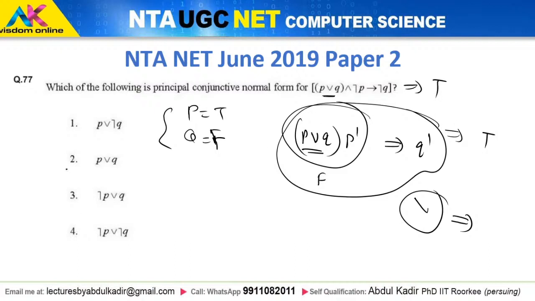Now let's check. So this also will become true, this also will become true, but what about this? This will become false. So this is not the answer, clearly. Now you can take a different case. You can take both false. So this is how you can eliminate also. If you do not want to solve the question, then you can eliminate the options also. So you have eliminated the third option.